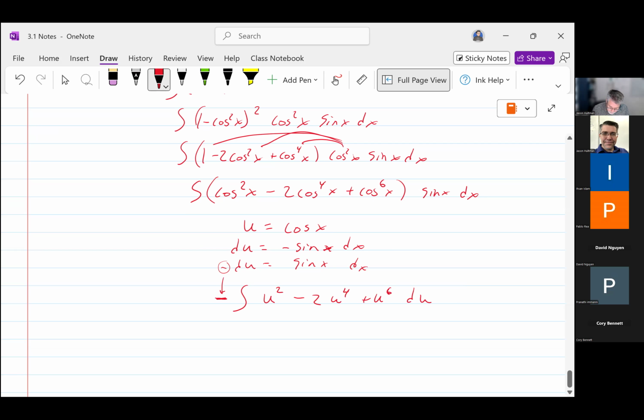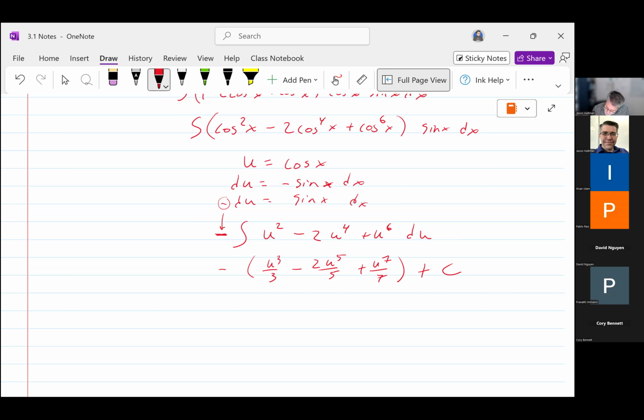Now I'm going to do some simple integration. This is going to become negative u to the 3rd over 3 minus 2u to the 5th over 5 plus u to the 7th over 7 plus C. I could distribute my negative sign. This is negative 1/3 u to the 3rd plus 2/5 u to the 5th plus 1/7 u to the 7th plus C. Sorry, that's a minus. I start going too fast and I mess up on the pluses and minuses.